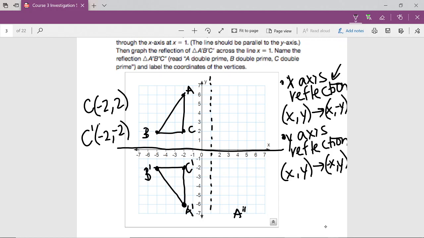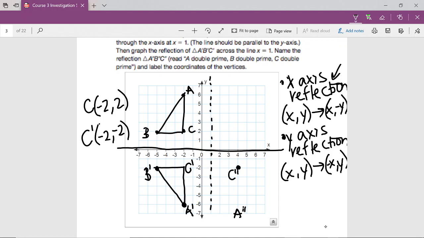Here's C double prime. So, 1, 2, 3 units away. So still going across 1, 2, 3 units away. Notice that my y coordinates aren't changing. It's just the distance of x. So this is my C double prime.